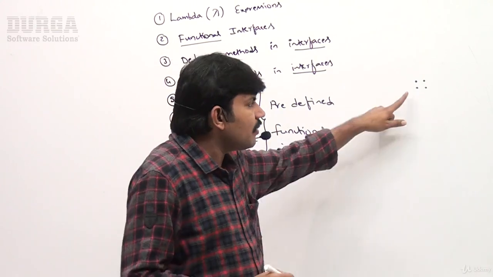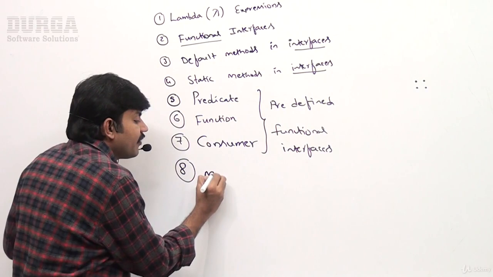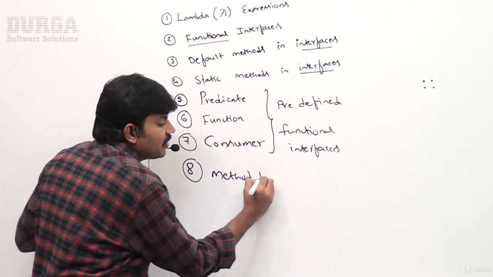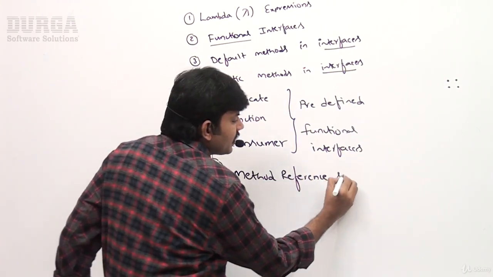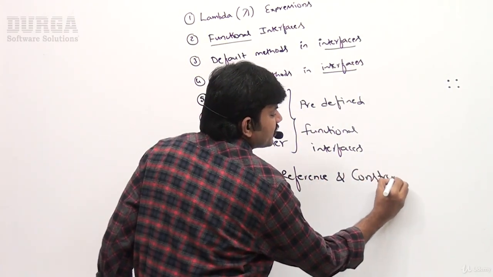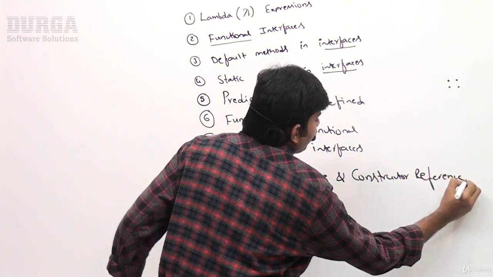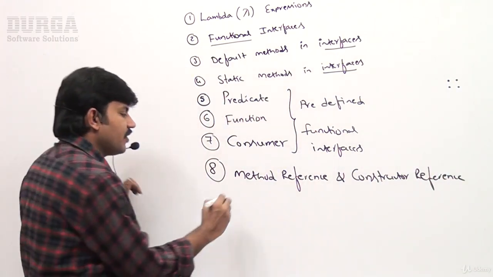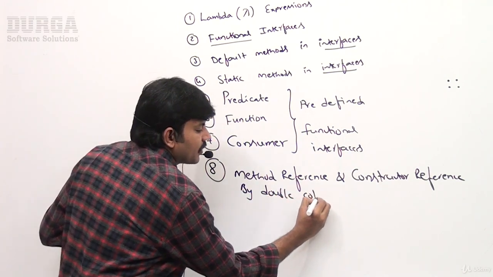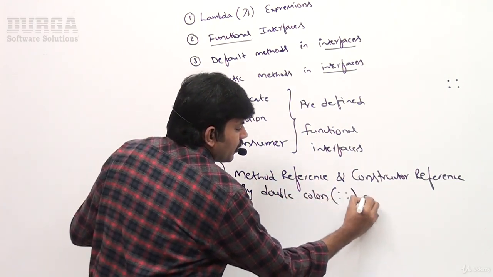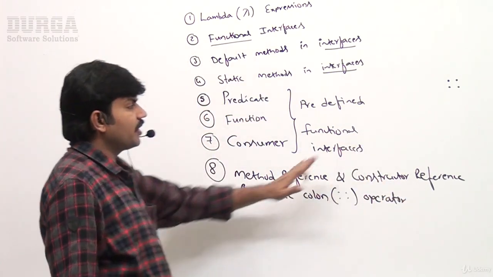What is the purpose of the double colon operator? It is for method reference and constructor reference. Method reference and constructor reference by the double colon operator. You people should note these things.